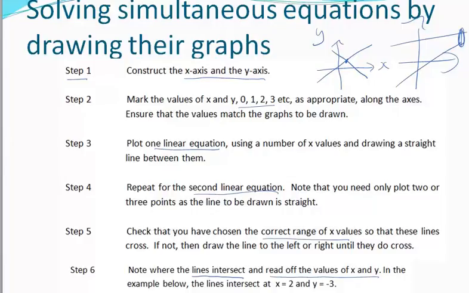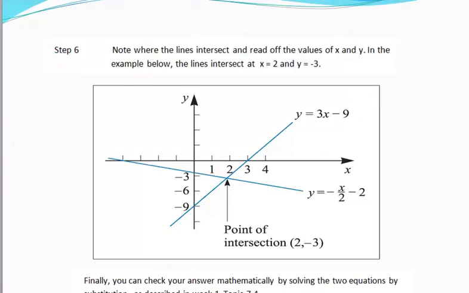So if we look at the value here on our example, here we've got y is equal to 3x minus 9. So we've put these points here and we've plotted our line. Here y is equal to negative x on 2 minus 2. Plot our points and draw the line. This is here our point of intersection, here at 2, negative 3.